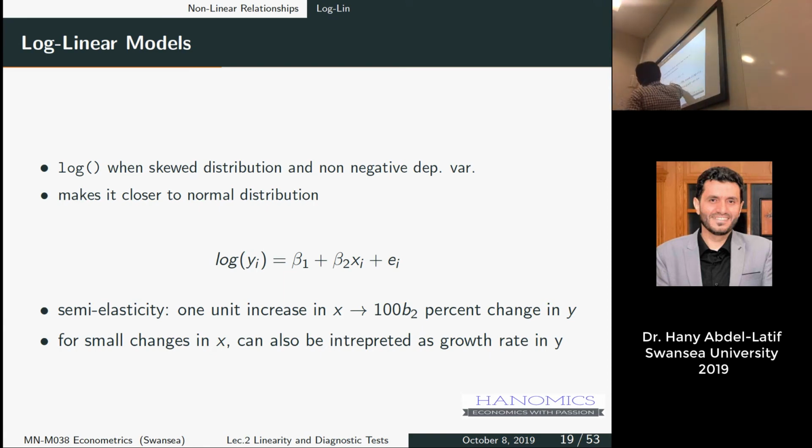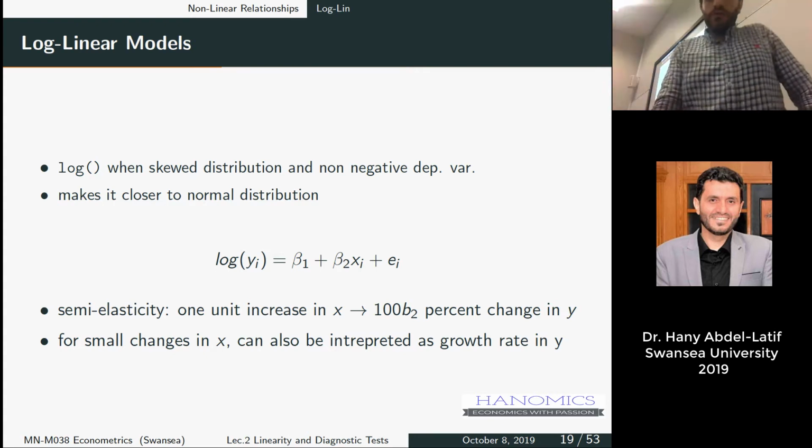Because of this log here, a unit change in x means there will be 100 times beta 2 percent change in y, okay? So you see it's different, it's not in units now. We're looking at percentage change in y, not unit change in y.